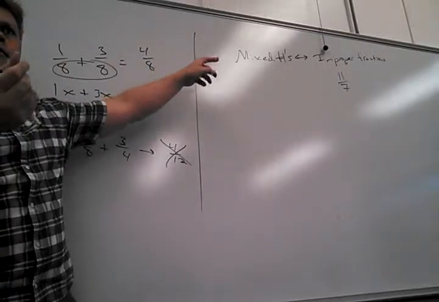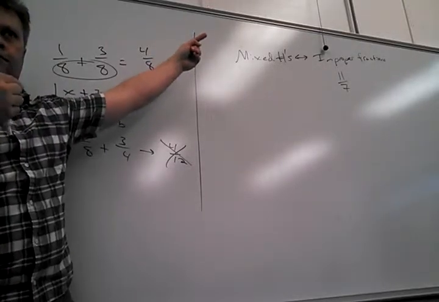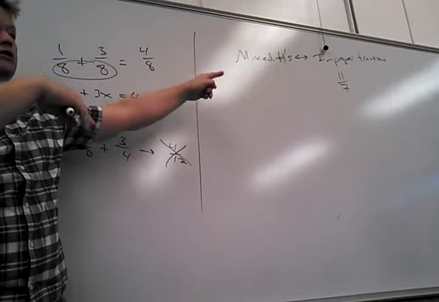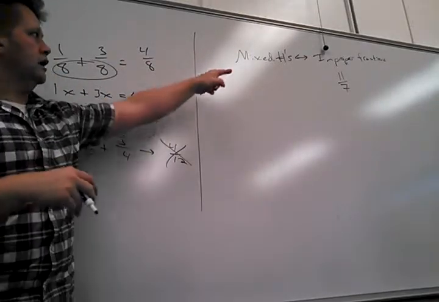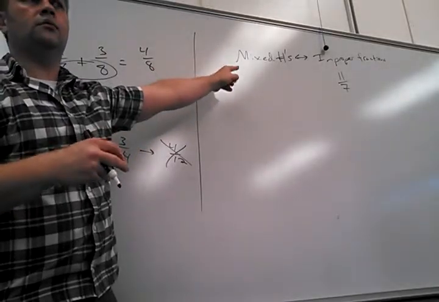I like it. So how do you convert that into a mixed number? What do I do with this? I do what it actually means. The fraction bar is division. So 7 goes into 11?